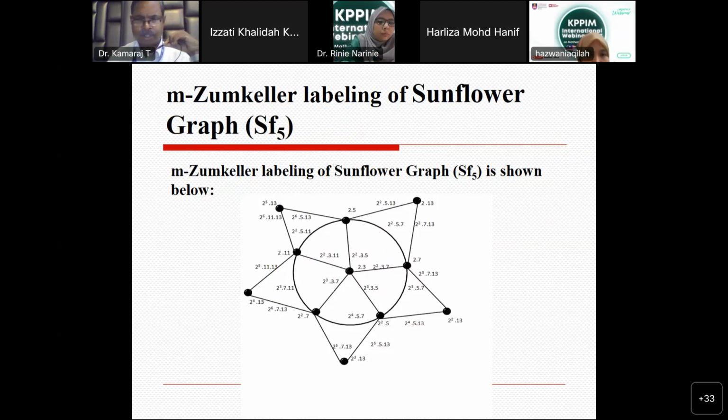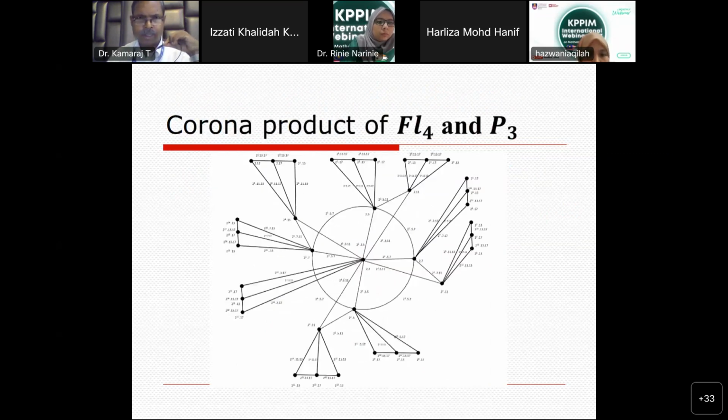And this is another example of labeling, a sunflower graph. This graph we are calling a sunflower graph. And this is a graph obtained as a product called the Corona product. Corona product of two graphs. One is the flower graph, the other one is the path graph.